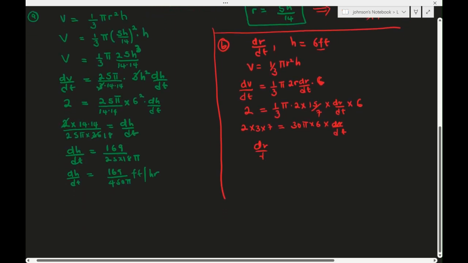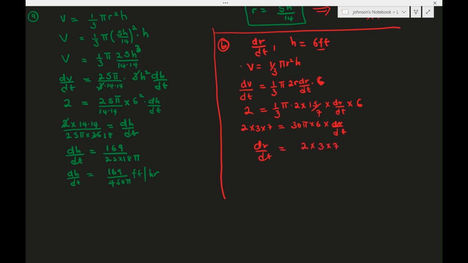And so what is dr/dt? The dr/dt is just 2 times 3 times 7, all divided by 30 pi times 6. And this 2 will go with this 2. So dr/dt is going to be I think 7 over 30 pi. And here also will be feet per hour.